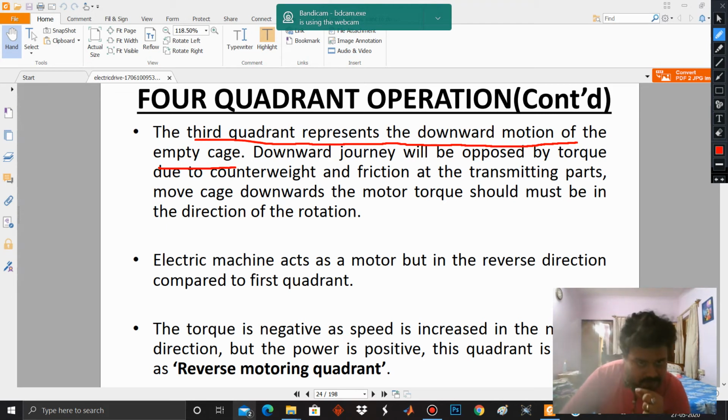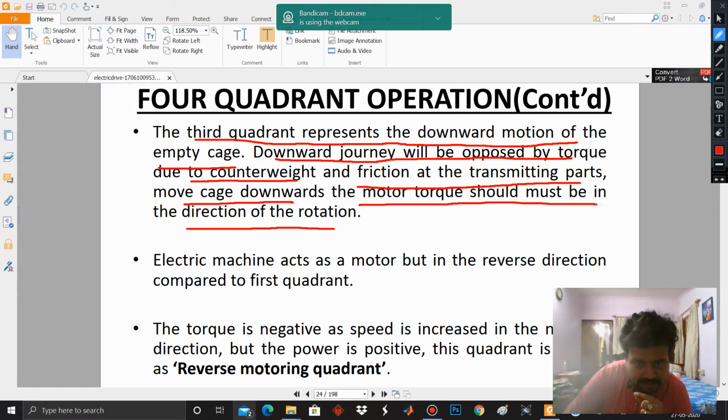For that purpose, what will happen? The speed has to change its direction, but the motor torque will remain in the anti-clockwise direction. The downward journey will be opposed by a torque due to the counterweight, the friction and the transmitting parts. So to move the cage downwards, the motor torque must be in the direction of rotation. So what will happen?